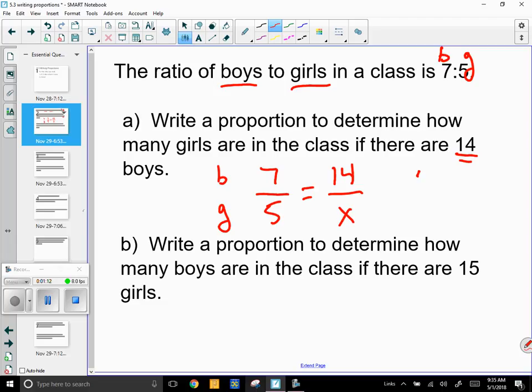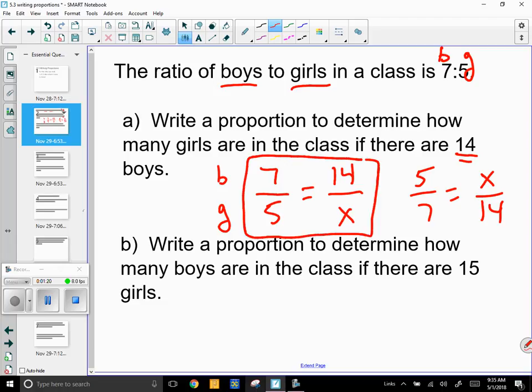I could also start this ratio with 5 to 7 equals x over 14, but typically you're just going to do it in the order that's written. Either one of these proportions would work. I was consistent. I put boys in the numerator and girls in the denominator. B, write a proportion to determine how many boys are in the class if there are 15 girls. Well, we're going to use the same proportion, boys in the numerator, girls in the denominator. And so when I put the 15 in, I need to be consistent and put that downstairs.